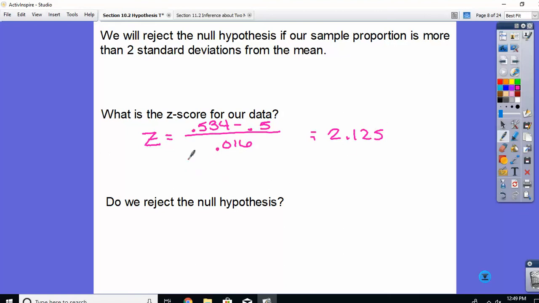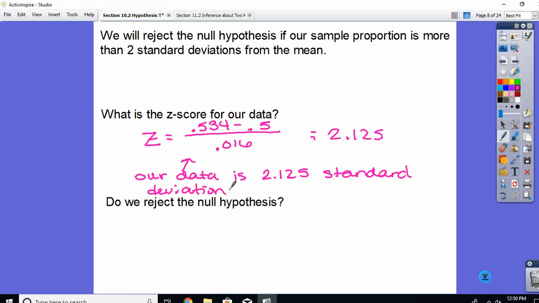So what this tells me is our data is 2.125 standard deviations, it's positive, so above the mean. So a z-score is just how many standard deviations.